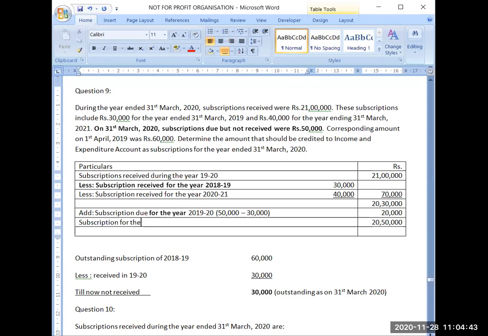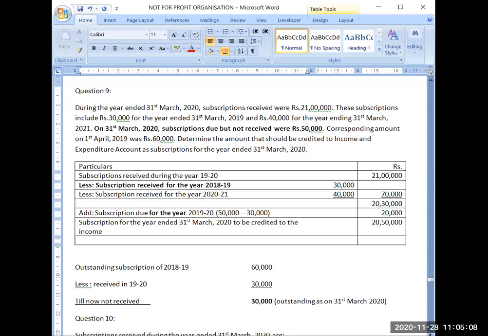for the year ended 31st March 2020 to be credited to the income and expenditure account. And I hope this calculation is totally clear now. If you still have any confusion, you can ask first.